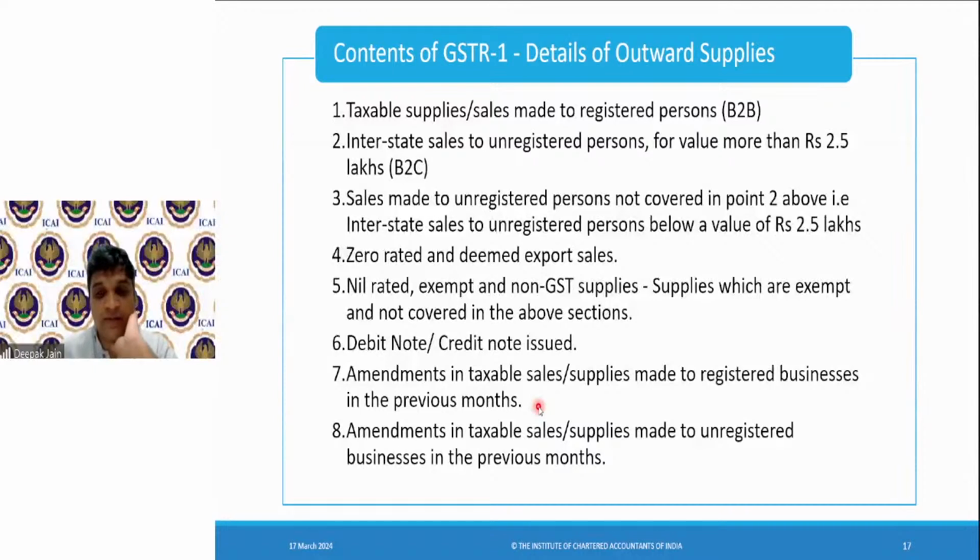B2B includes supplies made to a composition scheme dealer. Is it correct? Yes, because he's registered, so that will also be included. He will not get the credit, but from your perspective, you are making a supply to a B2B customer, so you will include it in the B2B customers section itself.